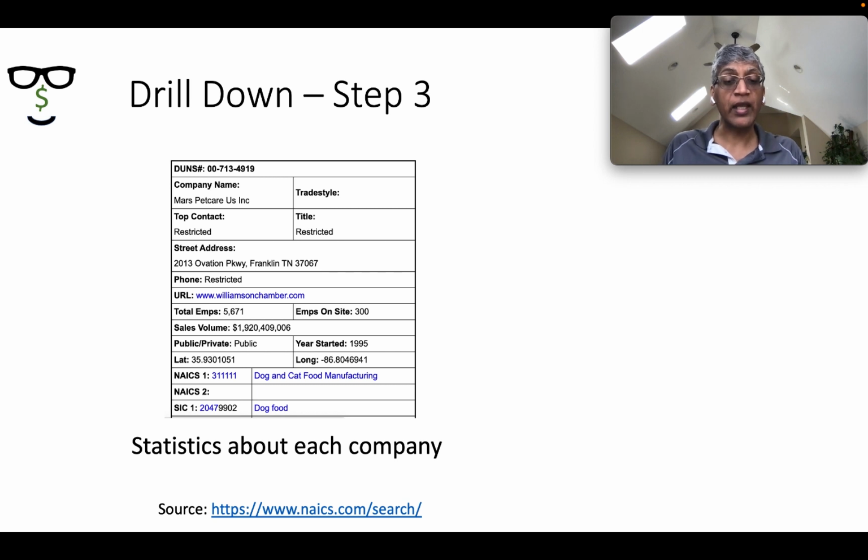And so you can kind of get deeper and deeper and deeper until you can understand every single company, their revenues, if they are public, if they are not public. So right here you can see, are they public or private? When did they start? Where are they located? And so it gives a very good individual deep dive.